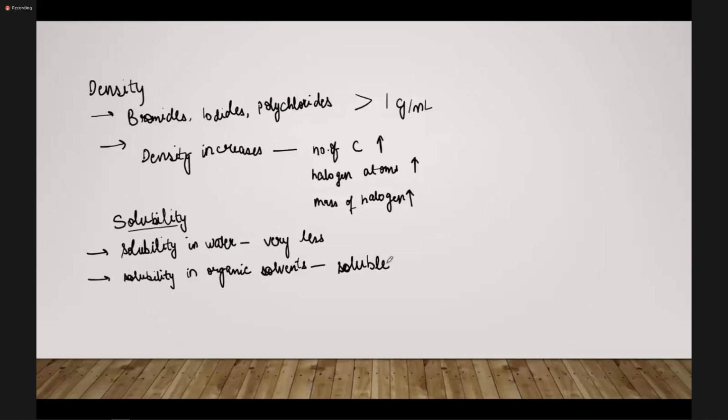So this was all about the physical properties. We discussed 4 physical properties. That was the color and odor. Then the second one were the melting point and the boiling point. Then the density and the solubility. Okay.